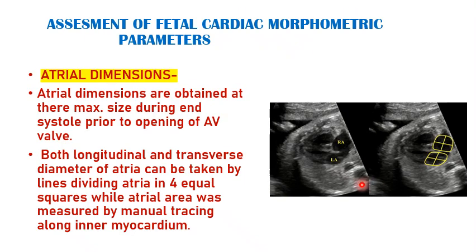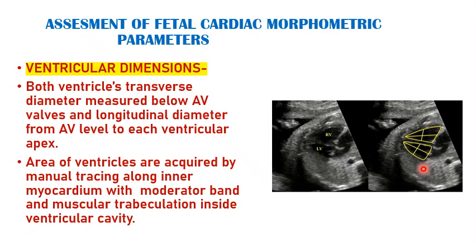Atrial dimensions are obtained at their maximum size during end systole, prior to opening of the AV valves. Both longitudinal and transverse diameters can be taken by lines dividing the atria into 4 equal compartments, while atrial area is measured by manual tracing along the inner myocardium. Similarly, ventricle transverse diameter is measured just below the AV valves and longitudinal diameter from the AV valves to the ventricular apex. Area of the ventricles is acquired by manual tracing along the inner myocardium, including the moderator band and muscular trabeculations, all inside the ventricular cavity.